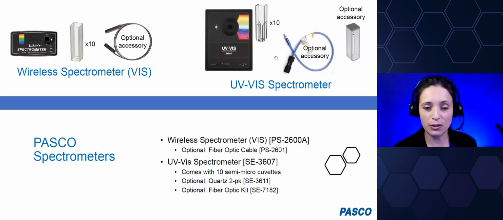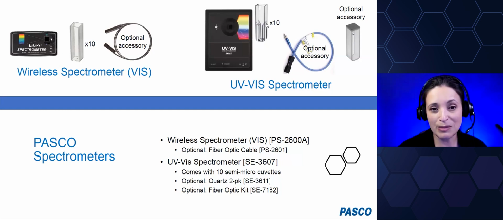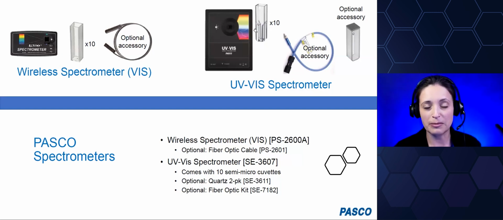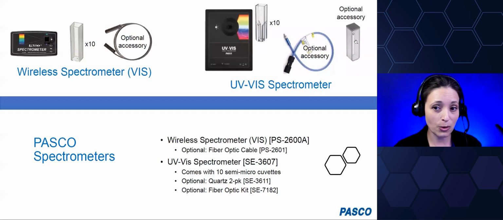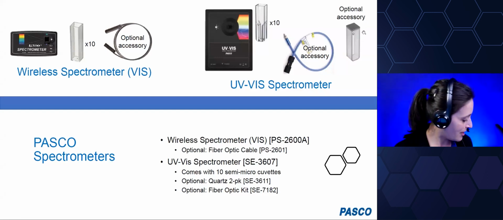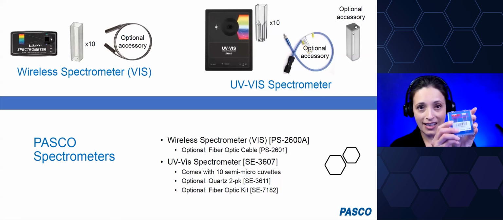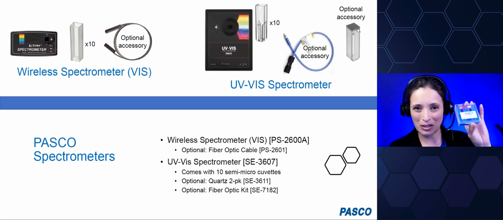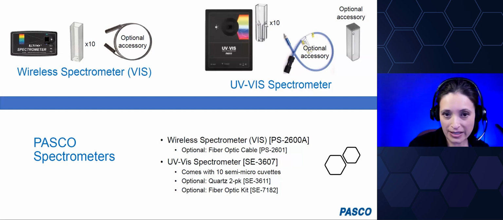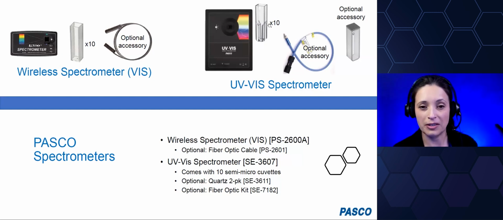And then on the right side here, the UV-Vis spectrometer comes with 10 semi-micro cuvettes, which are more chemically resistant than polystyrene, and they can read lower into the UV, but not as far down as a quartz cuvette. So the quartz cuvettes are optional accessories. I think I have some here. If you're doing analysis in the very short wavelengths, I might have said low earlier, I meant short wavelengths in the UV region, like in the 200s, you want the quartz cuvettes. But these semi-micro are good into the 300s and into the visible range.